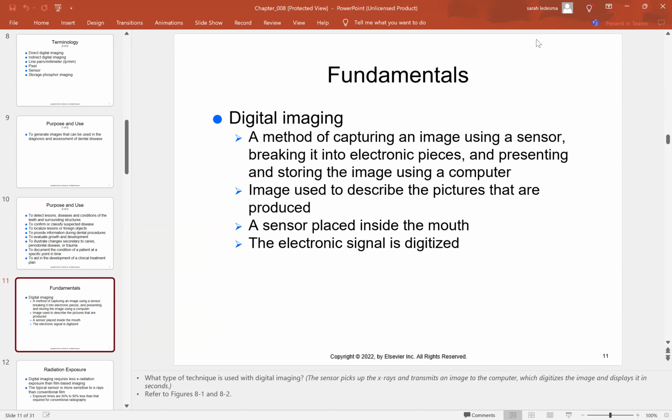Fundamentals. Digital imaging is a method of capturing an image using a sensor, breaking it into electronic pieces, and presenting and storing the image using a computer. The image is used to describe the pictures that are produced. A sensor is placed inside the mouth. The electronic signal is digitized.